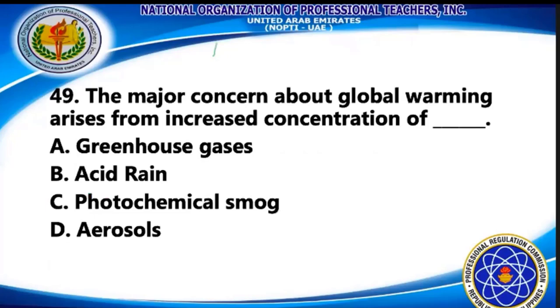49. The major concern about global warming arises from increased concentration of blank. Bakit nagkakaroon ng global warming? Ano ang nag-increase? Is it greenhouse gases, acid rain, photochemical smog, aerosols?